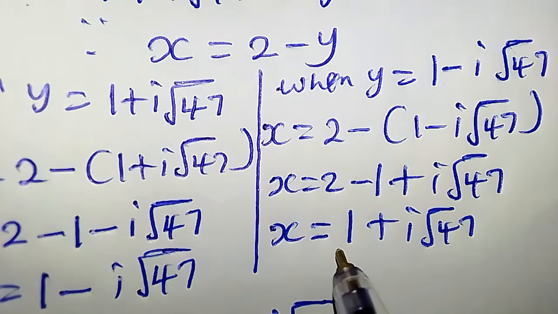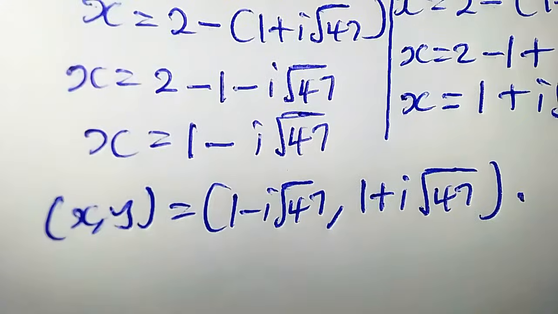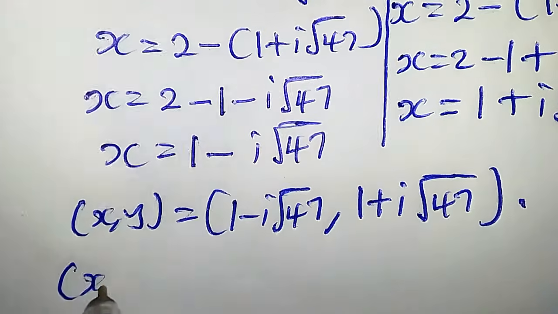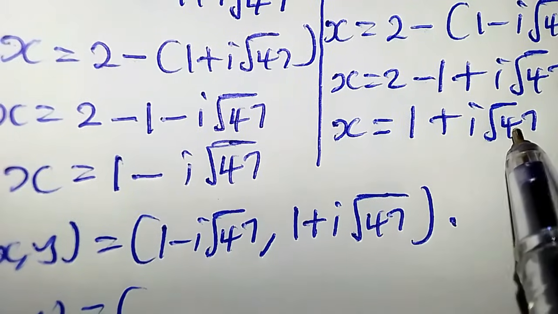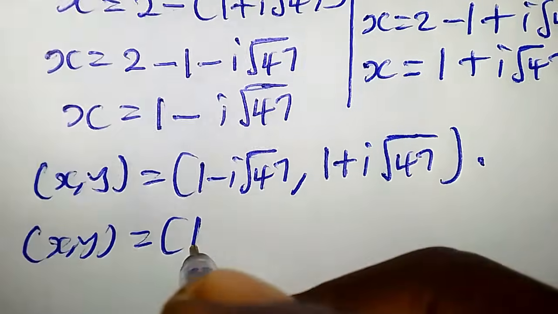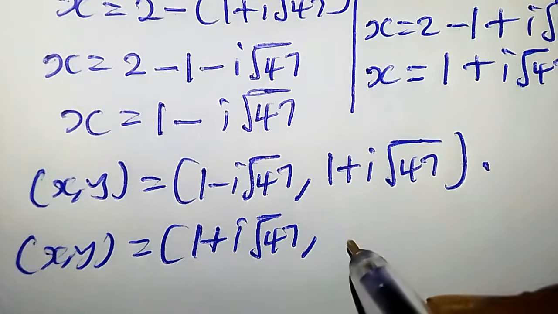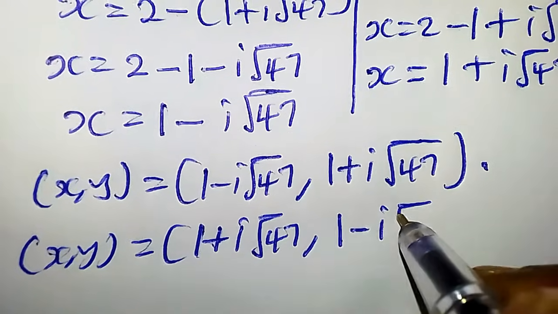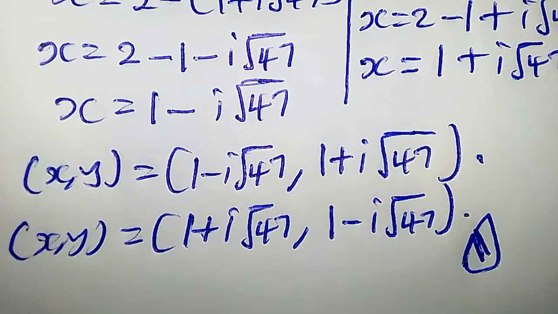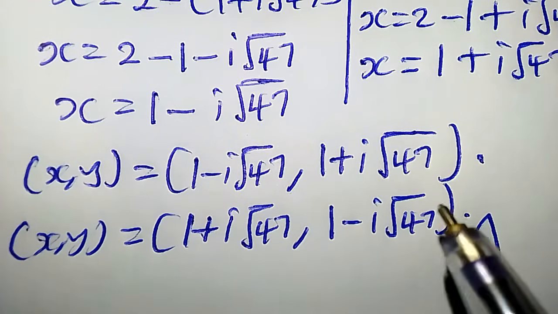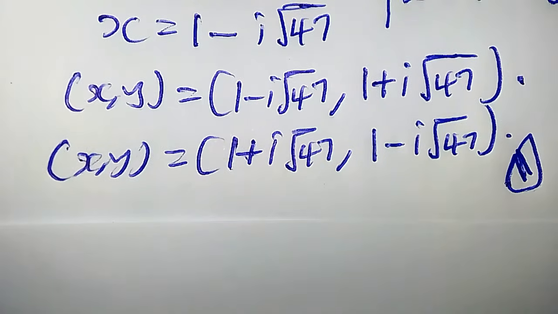Since we have values for x and y, that is our second solution. So let us put it down. The second solution, x comma y, is equal to, x is 1 plus i times square root of 47, comma, and y is 1 minus i times square root of 47. This is the required solution, and the solution we obtain is a complex solution. Now, let's verify if these solutions are indeed correct.